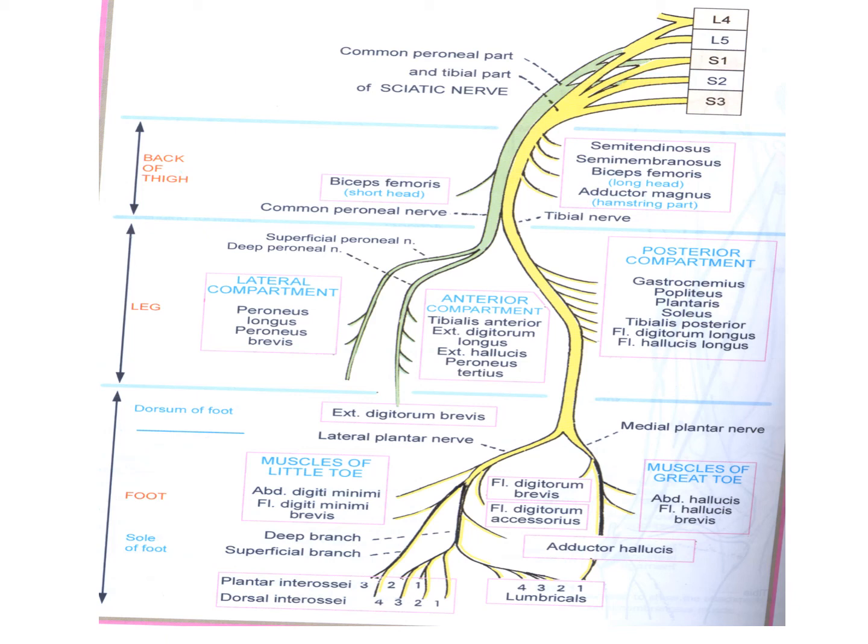The tibial part of the sciatic nerve also supplies the posterior compartment of the leg muscles. At the back of the leg, the tibial nerve supplies, for example, gastrocnemius, popliteus, plantaris, soleus, tibialis posterior, flexor digitorum longus and flexor hallucis longus. These muscles are present at the back of the leg, the posterior compartment, and are supplied by the tibial part of the sciatic nerve. At the sole of the foot, it divides into the medial and lateral plantar nerves. The medial plantar nerve supplies the muscles of the great toe and the lateral plantar nerve supplies the muscles of the little toe.